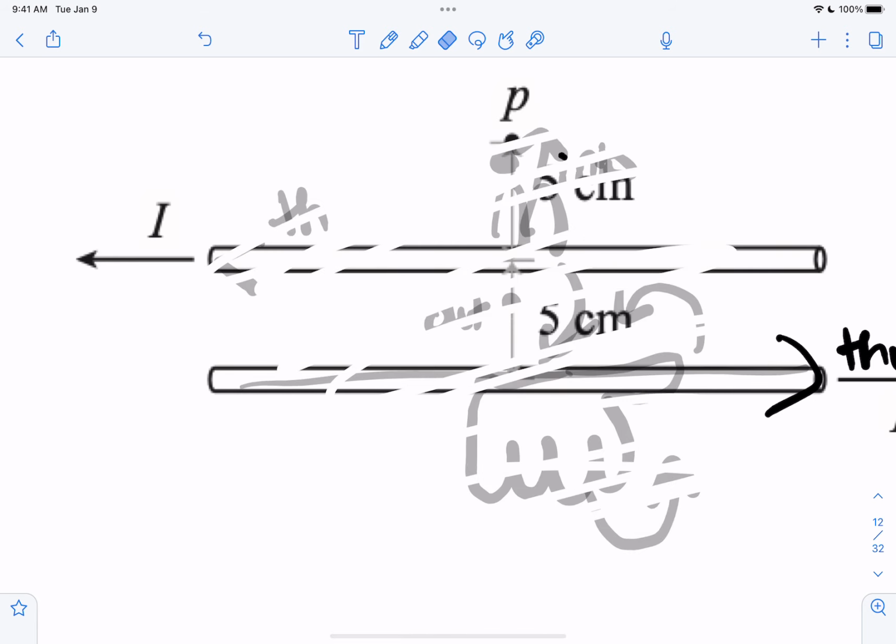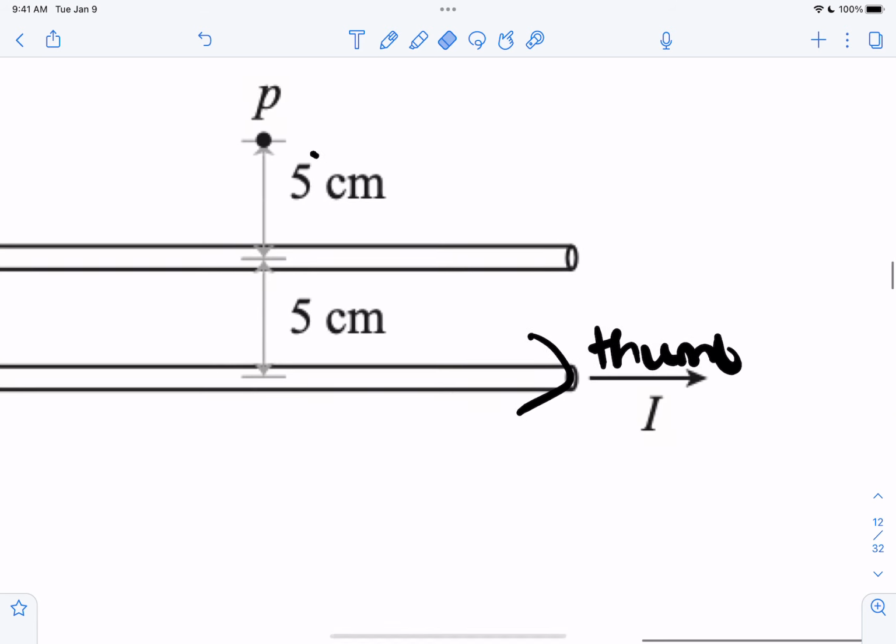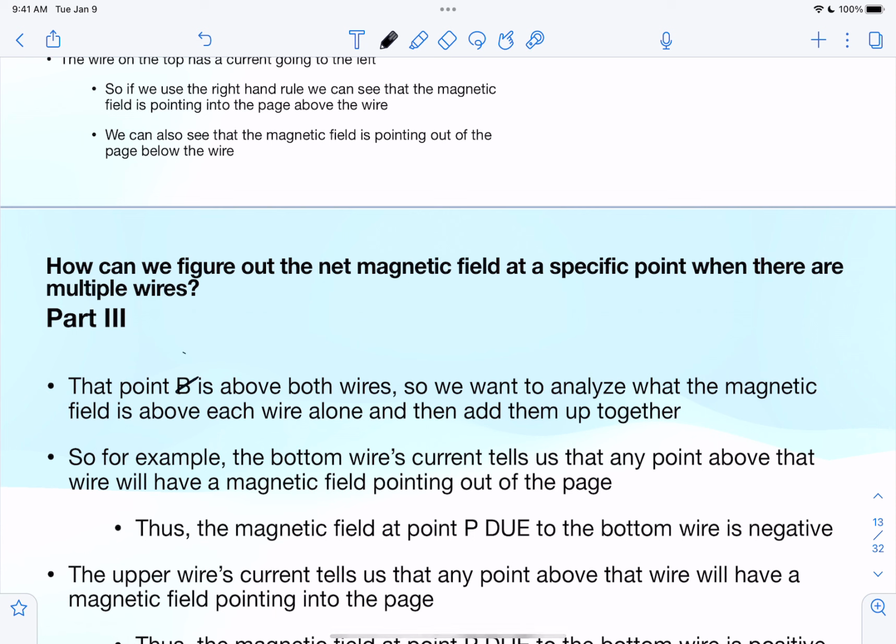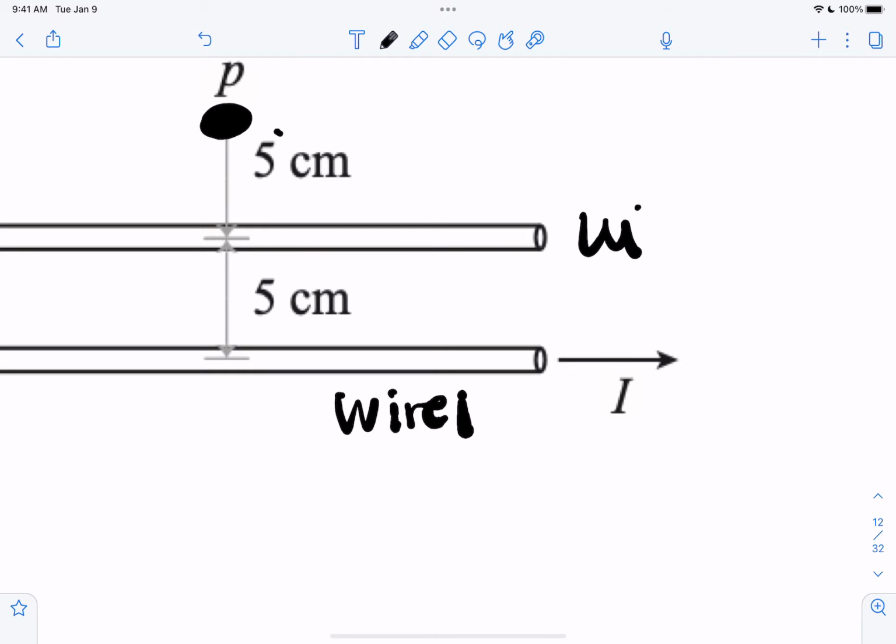right? And you'll see here with the pictures that I've taken, it's going to be hopefully easier to visualize as well. But yeah, so point B, I think I put B instead of P, so let me edit that one as well. So this is point P, is above both wires. So we want to analyze what the magnetic field is above each wire alone and then add them up together, right? So at point P, it's feeling a magnetic field due to wire 1 and due to wire 2.